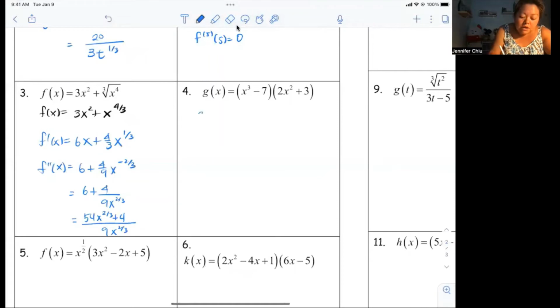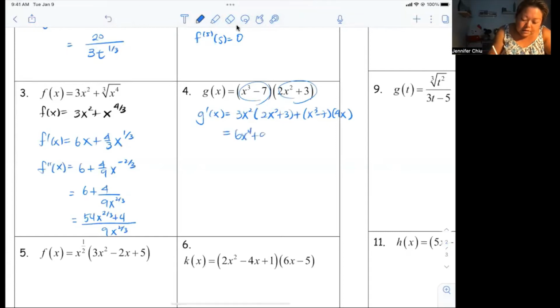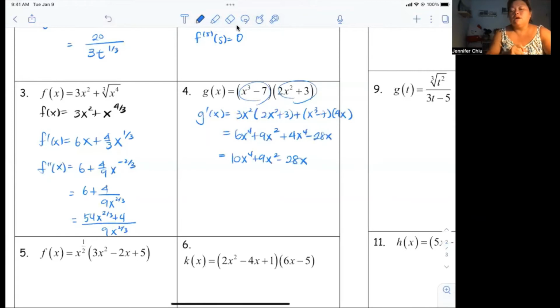All right, so you have g prime of x. Okay, you take the derivative of the first one, which is 3x squared, times 2x squared plus 3. And then you take the derivative of the second one, but keep the first one. So x cubed minus 7 times the derivative of the second one, which is 4x. All right, clean this up by distributing. You get 6x to the 4th plus 9x squared plus 4x to the 4th minus 28x. So you will get 10x to the 4th plus 9x squared minus 28x to be your final answer for this g prime.